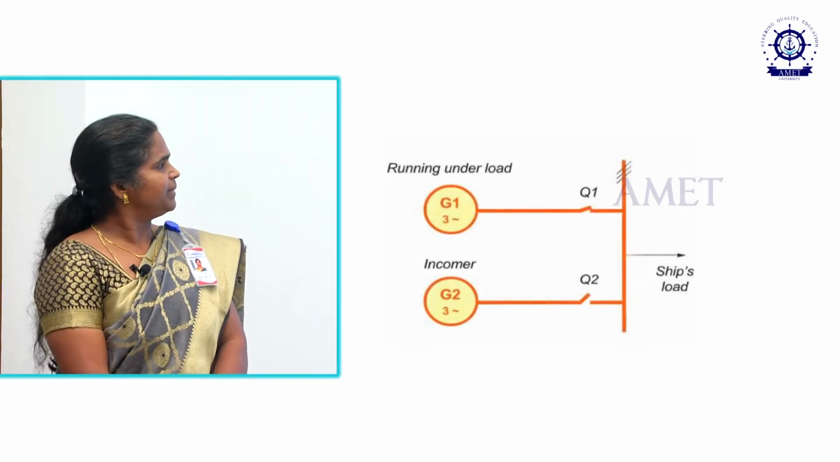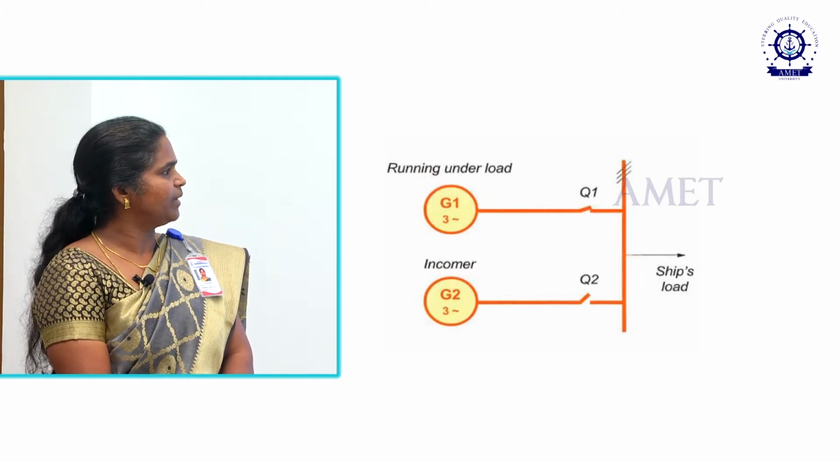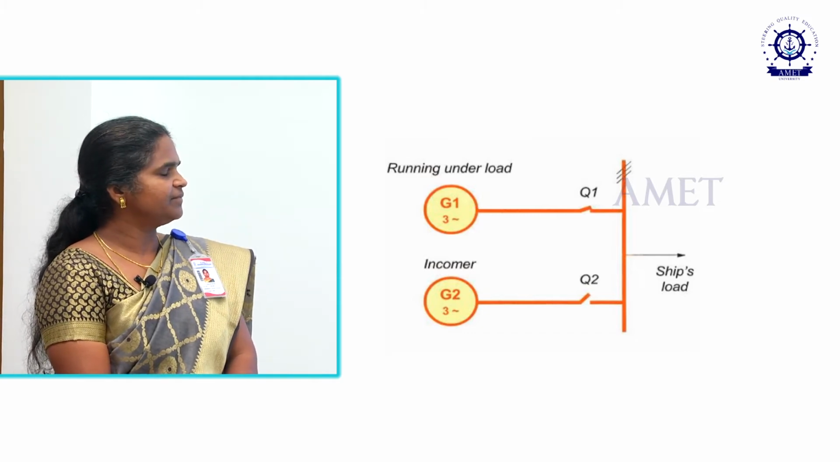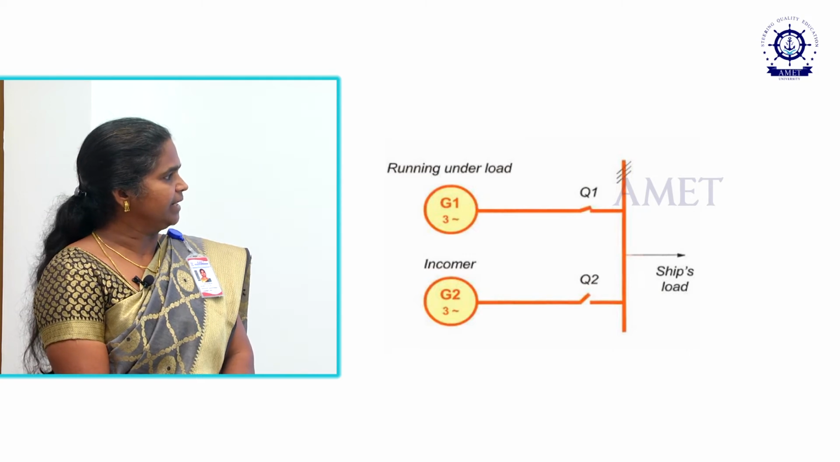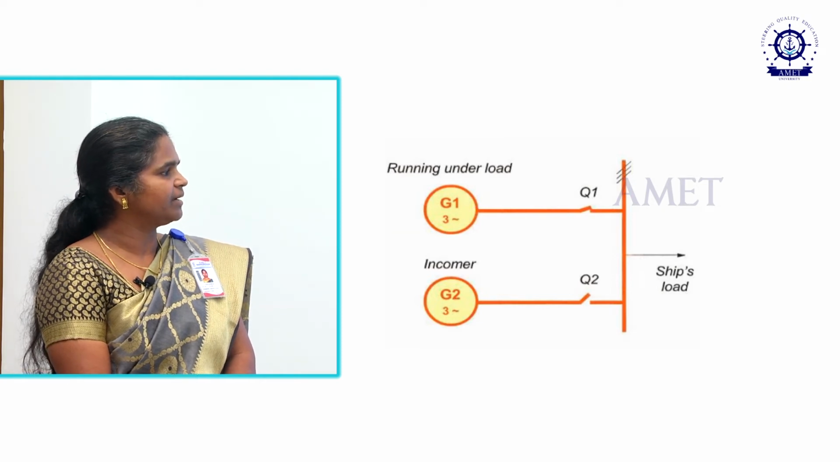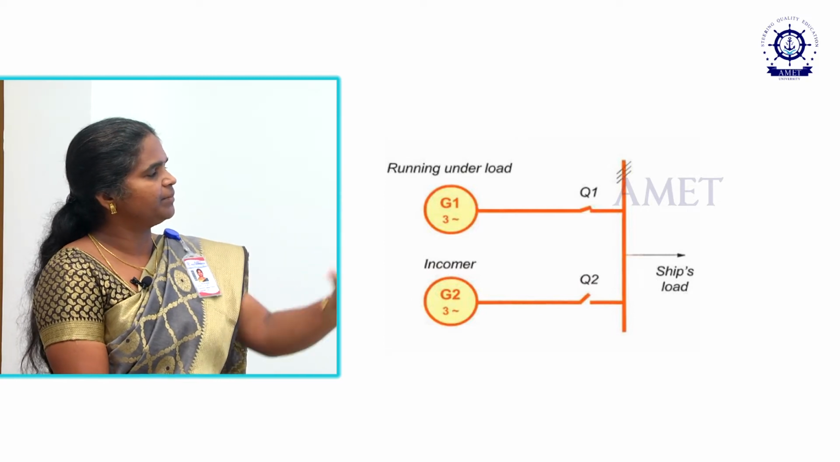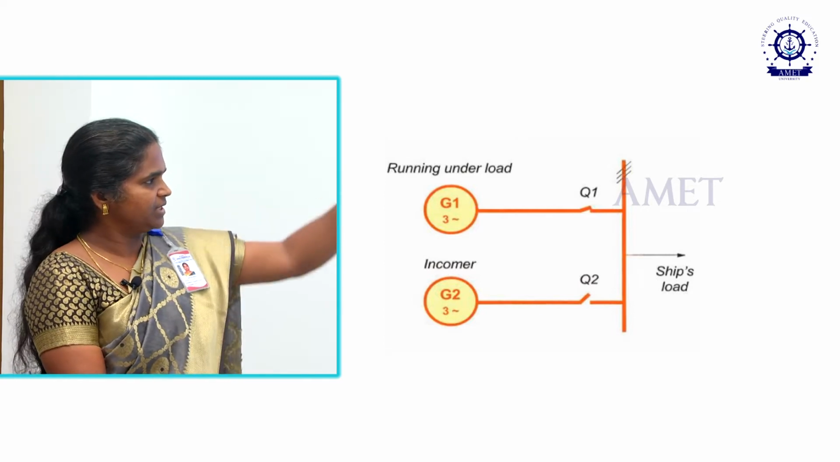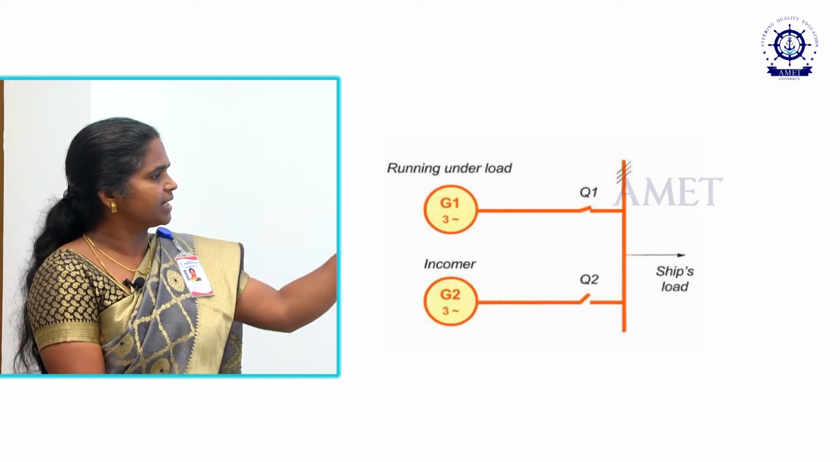So this diagram explains the parallel operation of generators. Generator 1 is called the running generator, which is already connected to the bus bar, and it is called the main generator. Generator 2 is called the incoming generator, which is brought to the bus bar and connected in parallel. With the help of the circuit breaker, both the generators can be connected in parallel to the bus bar. It is a 3-phase bus bar line, and with it these 2 generators are connected in parallel.